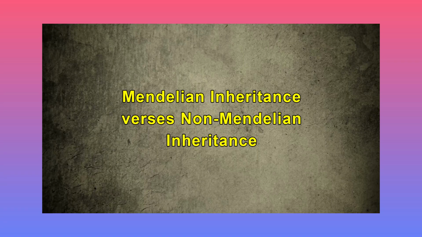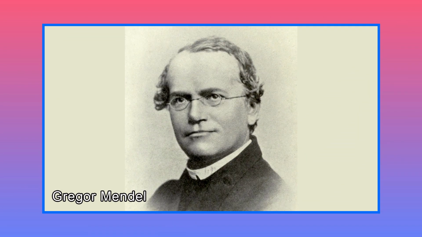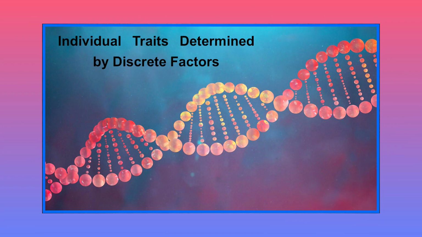Dear students, let's now discuss Mendelian inheritance versus non-Mendelian inheritance. It wasn't until 1865 that an Austrian monk named Gregor Johann Mendel found that individual traits are determined by discrete factors, later known as genes, which are inherited from the parents. His rigorous approach transformed agricultural breeding from an art to a science, although Mendel's work was not appreciated immediately.